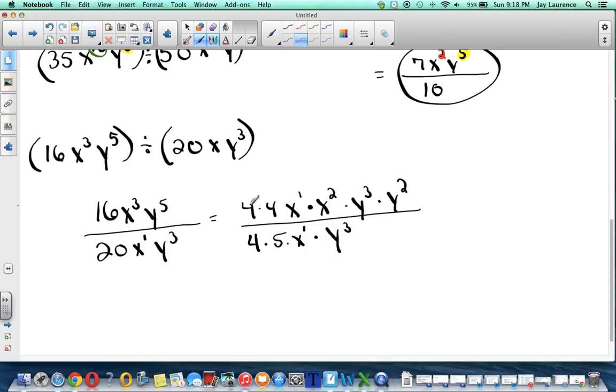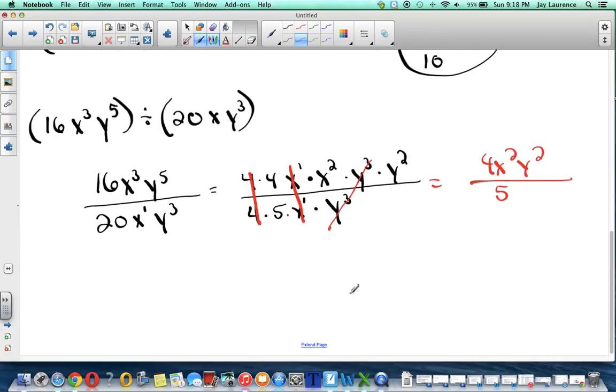And so what's going to happen? The 4's will cancel out, the x to the 1st will cancel, and the y cubes will cancel, leaving me with a numerator of 4x squared y squared, and a denominator of 5. Now, it won't always be the case that the denominator will be like that. We'll talk more about that in the next couple of days.